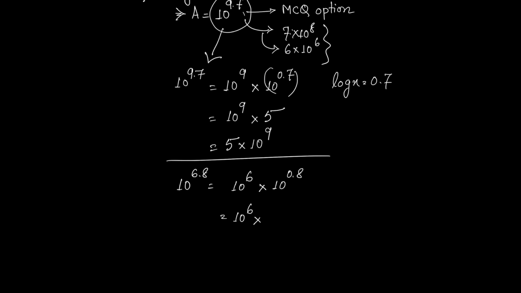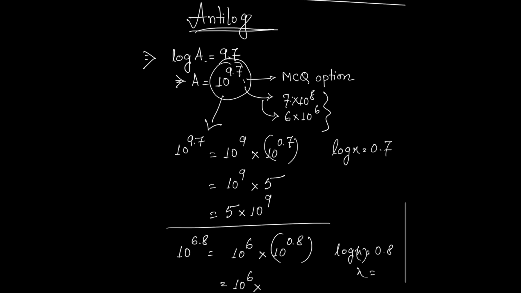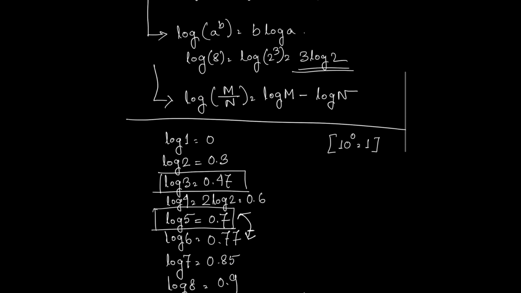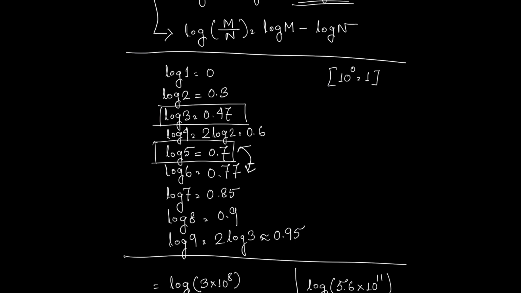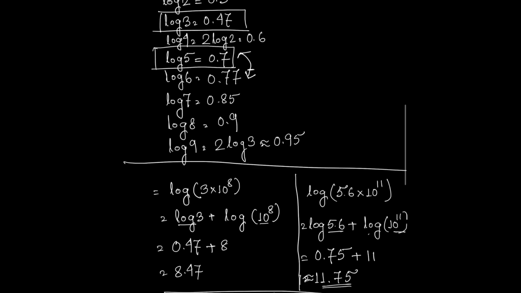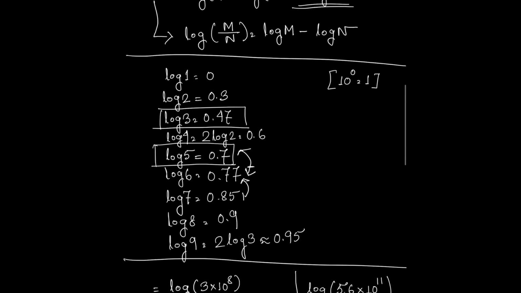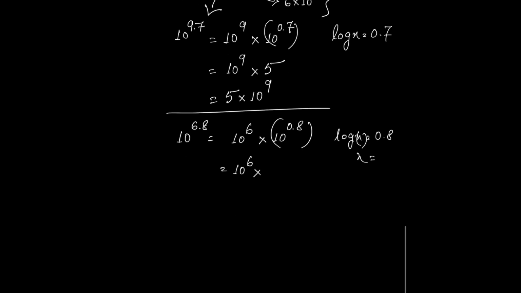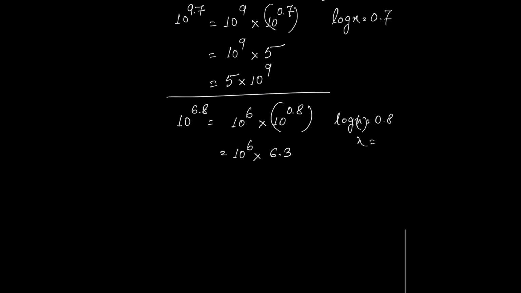Now 10 to the power 6 would be this, but for 10 to the power 0.8 we have to find x such that log x is equal to 0.8. So we have to find x, and from the log table we can see that 0.8 is somewhere in between 6 and 7. So let us take 6.3 and write it here. So its answer would be 6.3 into 10 to the power 6.